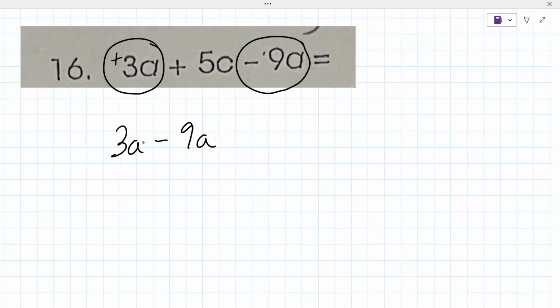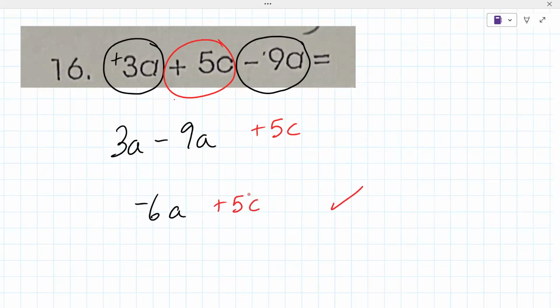-6. And what about the letter? -6a. Good. And then this 5c, is it a like term? Does it match the letter here? No. So you just bring it down. There's nothing to combine it with. Okay, good job on that. Any questions or thoughts on that before we move on? Nope. Okay.